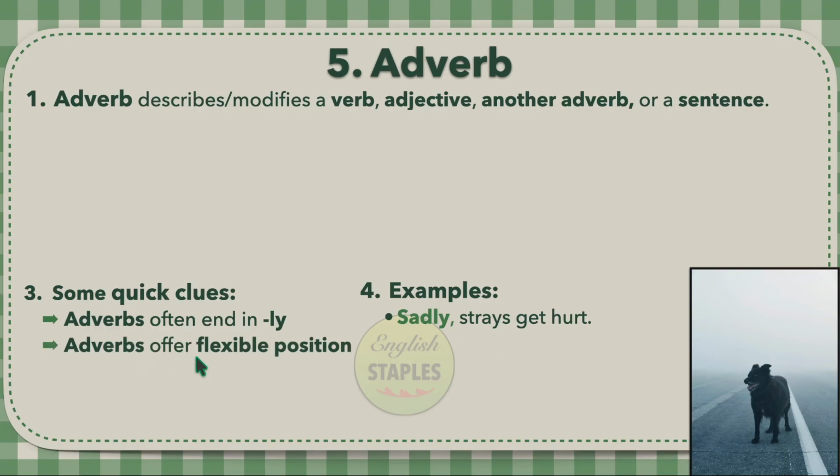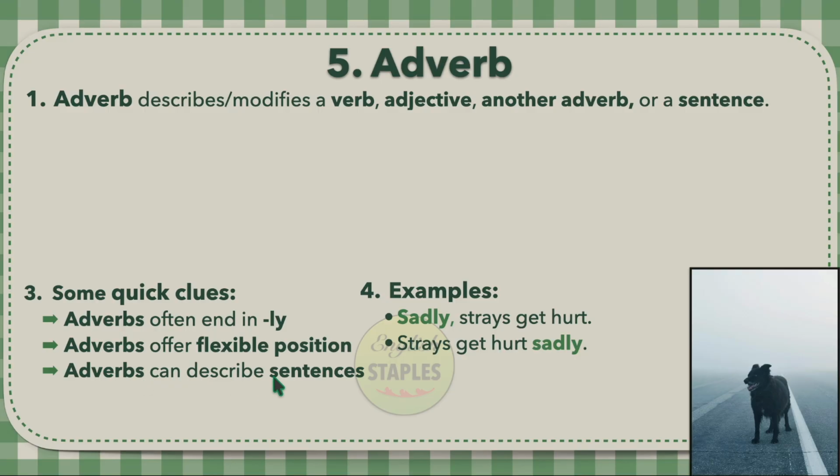Adverbs offer flexible position. For example, strays get hurt sadly. So if you look at these two sentences, sadly is at the beginning, and then it has a comma, and then the rest of the sentence. And here we see sadly at the end. And sometimes it can be in the middle, where you could say strays sadly get hurt. So it can be at the beginning of the sentence, in the middle, or at the end.